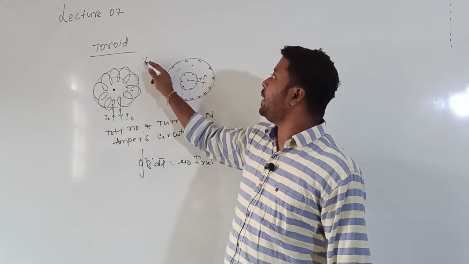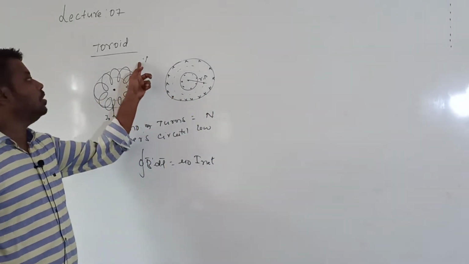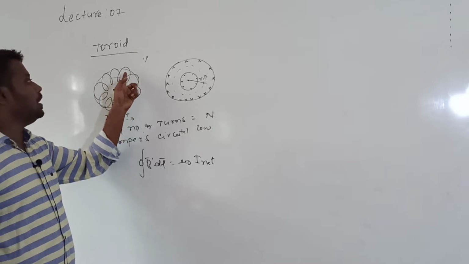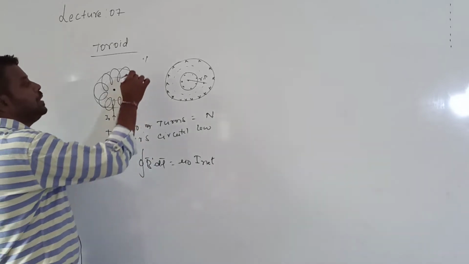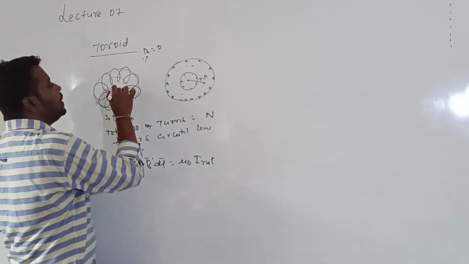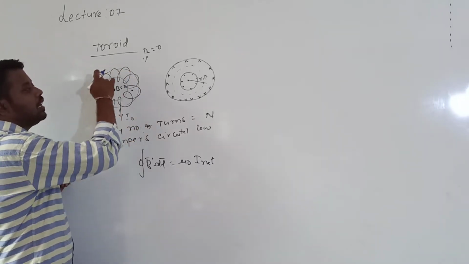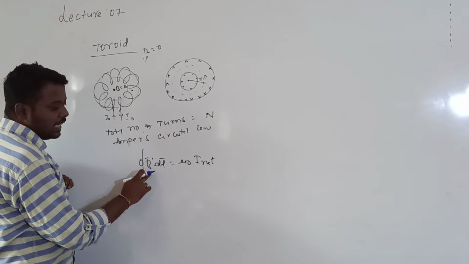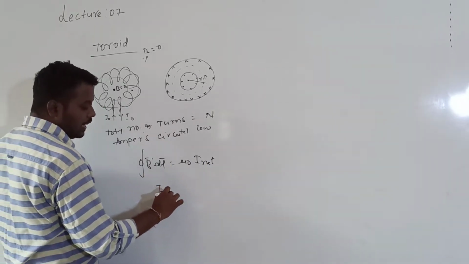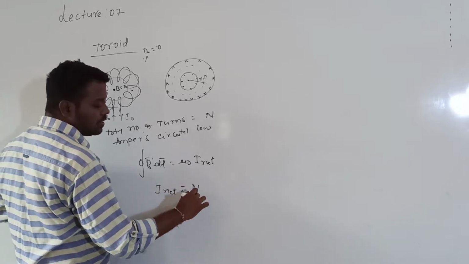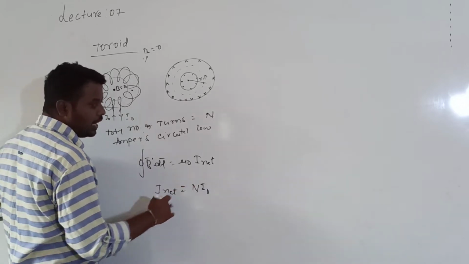If I consider a point P outside, the magnetic field will be cancelled out due to the current entering and leaving. Due to the adjacent coils, the magnetic field is in the opposite direction, so the resultant magnetic field becomes 0. Here also B is 0, here also B is 0. I am calculating B exactly on the turns only. The line integral of B dot dl equals mu naught into I net. How can I calculate I net? If there are N turns and the current through each turn is I naught, then the total current is N into I naught.